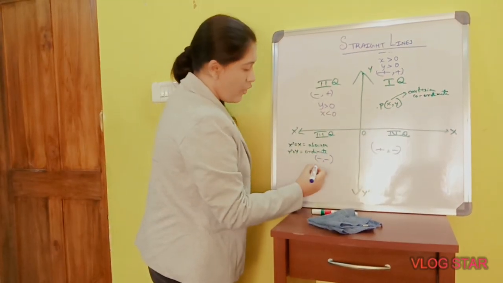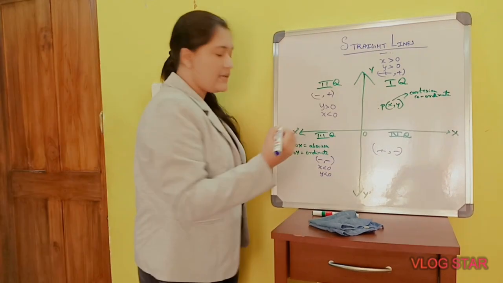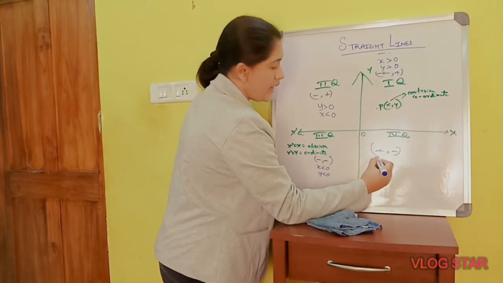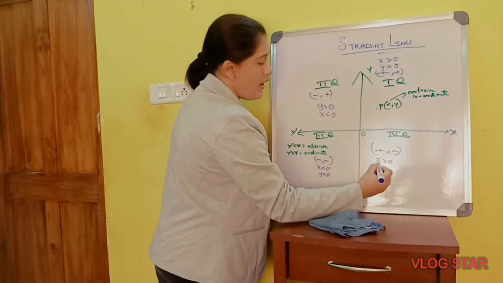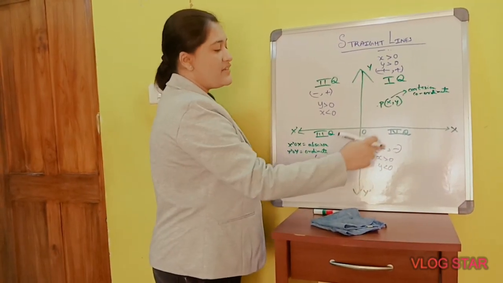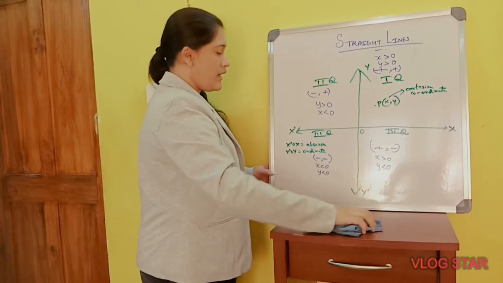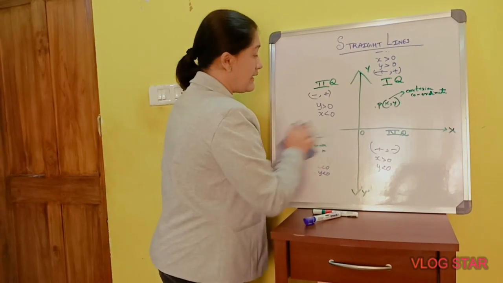Here in the third quadrant, x will be less than 0 and y will also be less than 0. But here, in the fourth quadrant, x will be greater than 0 but y will be less than 0. That is why here y is taken as negative, whereas x is taken as positive. Okay. Now, let's move on to inclination.